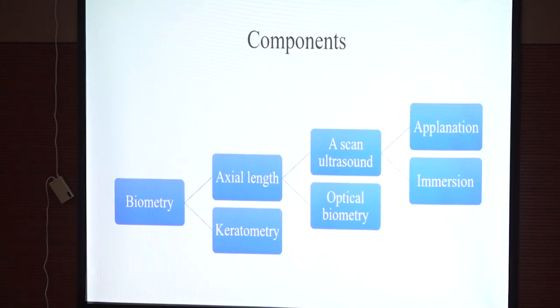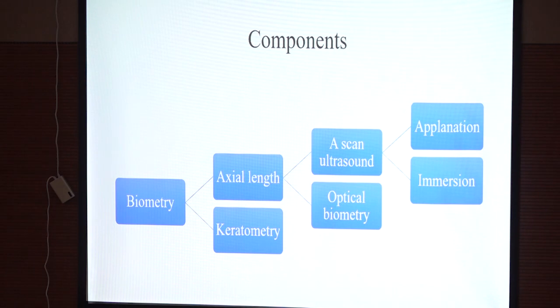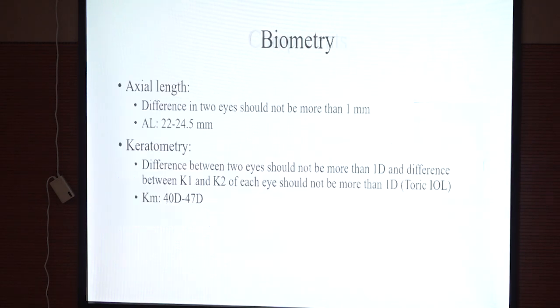So just a brief overview about what has been already discussed. The biometry basically includes your axial length and your keratometry. In the axial length, it can be done using the ultrasound A-scan mode, which can be either done through the applanation or the immersion method, and then there is optical biometry. Similarly, for the keratometry, you have the manual, automated, and the optical one. And we all know that right now we are doing the optical biometry because that provides you the most accurate result.